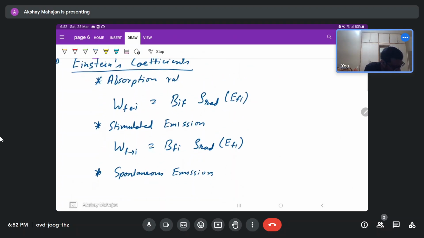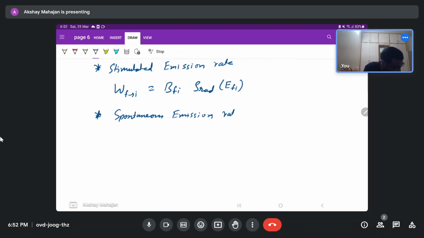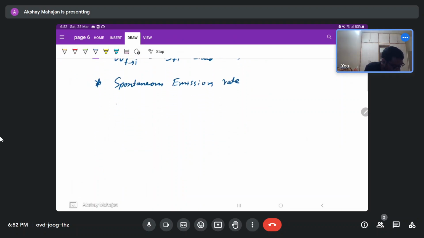Absorption rate, stimulated emission rate, and the spontaneous emission rate are given in terms of the Einstein coefficients. We can find the initial, spontaneous, this is F5.